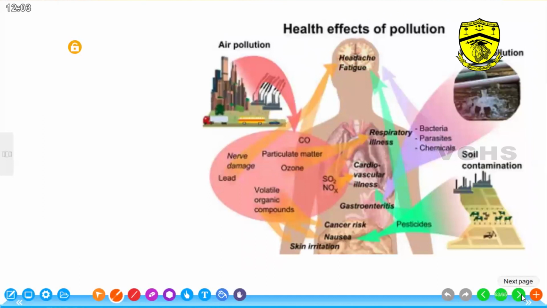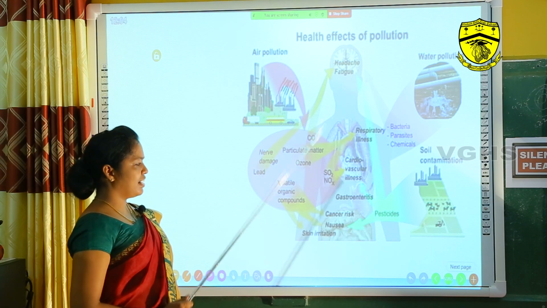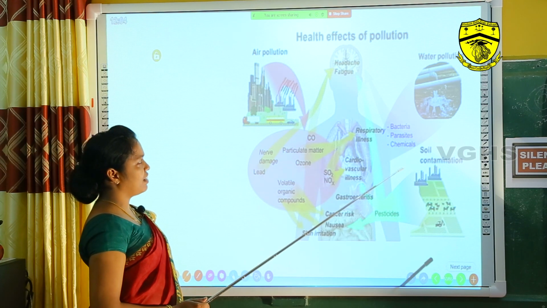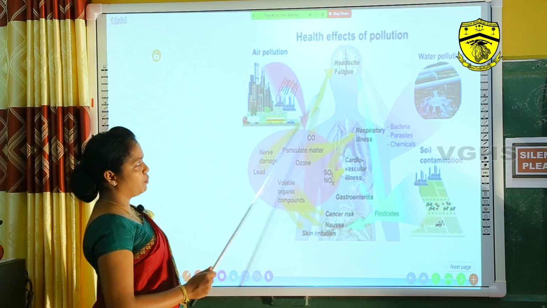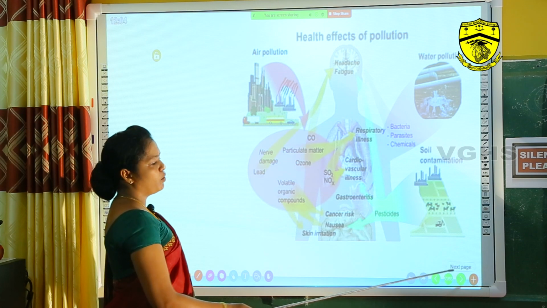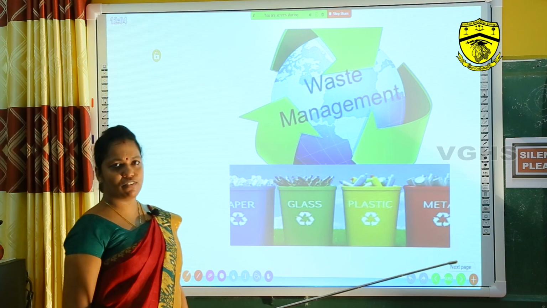And next, health effects of pollution. You already know that every action has an opposite reaction. So man-made things have health effects. What are the health effects? They cause cancer, nausea, skin irritations, allergies, cardiological problems and heart attack. These are also caused by air pollution, water pollution and land pollution. So we must prevent pollution from our activity. What are the activities to prevent it?